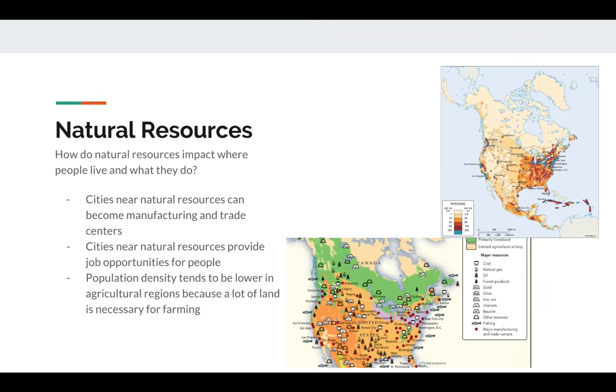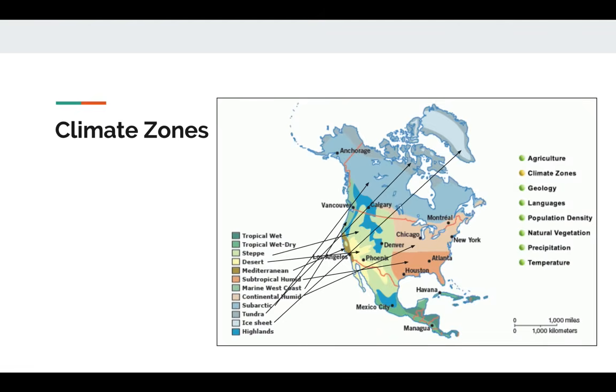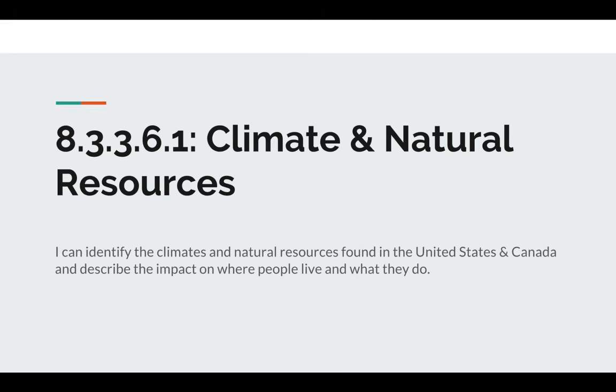And that is our lesson for today. Go ahead and write your summary to the question. Your I can statement will go all the way back to your question: I can identify the climates and natural resources found in the United States and Canada and describe the impact on where people live and what they do.